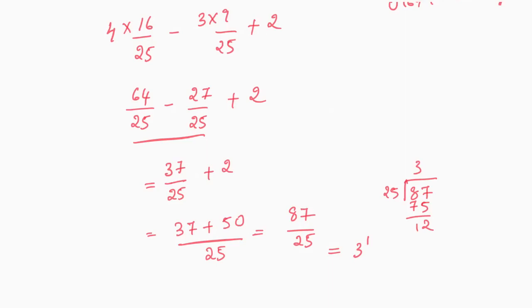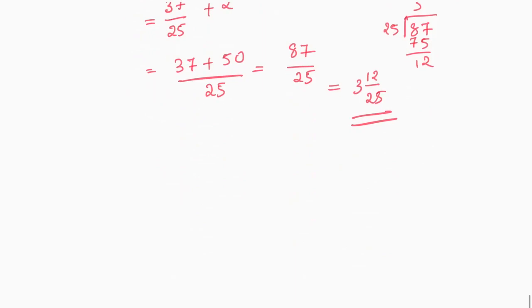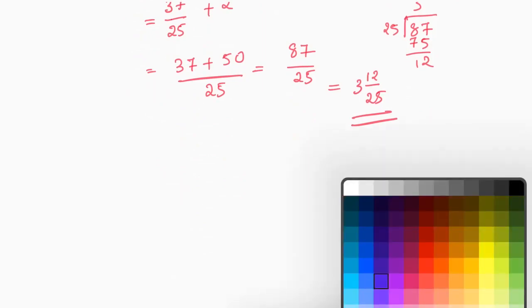3, 12 by 25. Hope it's clear to all. This is how you do questions related to trigonometry. Okay. Now let me do the 17th question. These are all similar, but you can see slight variation.